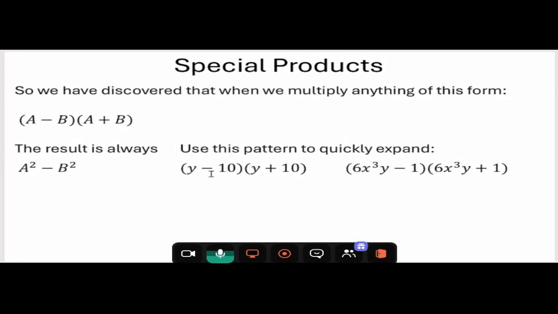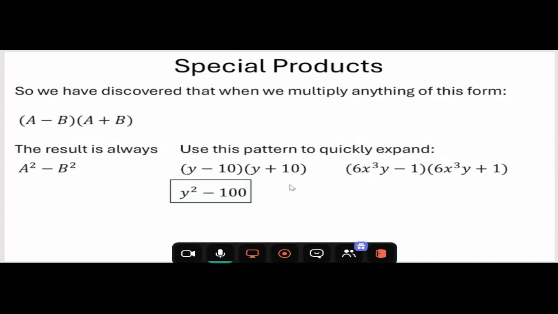It's exactly the same, but one is subtracted and one's added. So it's just going to be y squared minus 10 squared, 100, like so. This one's a little more involved, but we see it is still the same pattern. One is subtracted, one's added, otherwise they're identical.